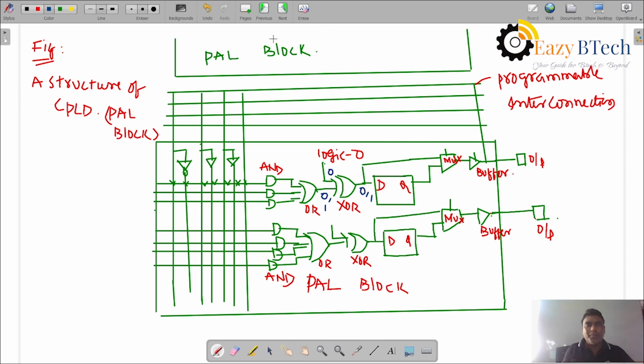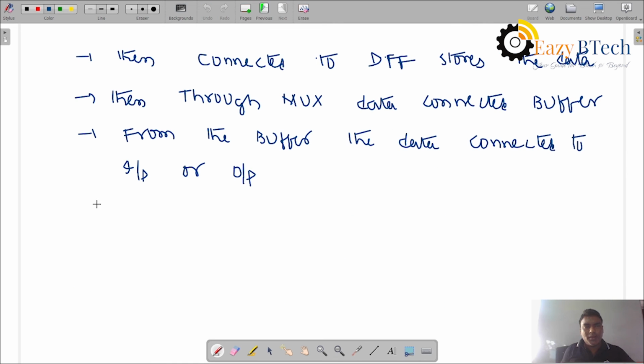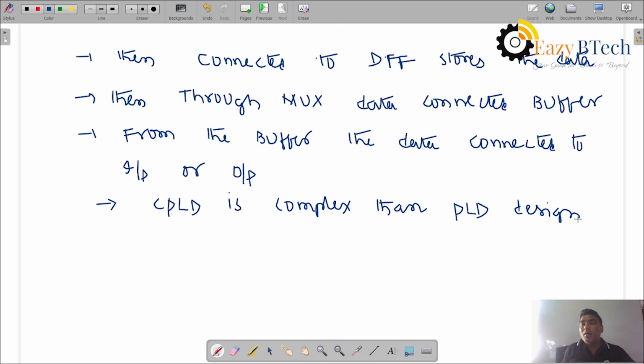This happens in complex programmable logic devices. A CPLD is more complex than PAL, PLA and PLD designs. More logic blocks are used.